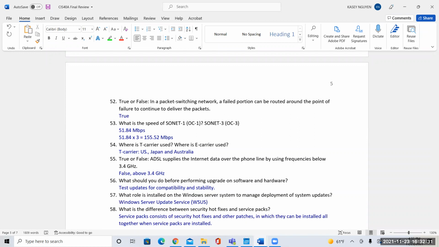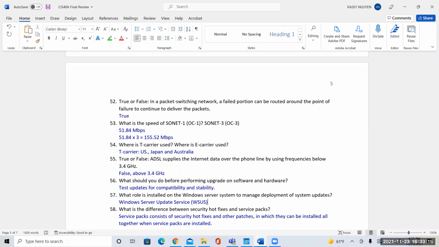56. What should you do before performing an upgrade on software and hardware? We always want to test updates for compatibility and stability. Okay. The way that we test it, we can use virtual machines or testing systems. And then you can track the versions. 57, what role is installed on Windows Server system to manage deployment of system updates? And that's your WSUS or Windows Server Update Services. This allows you to manage and redistribute your updates.